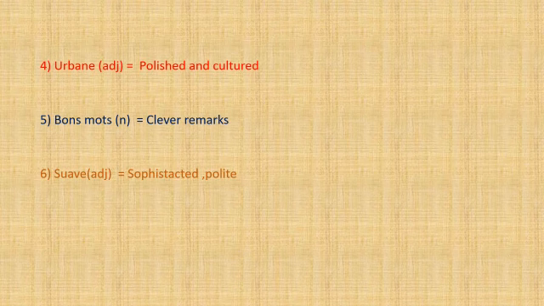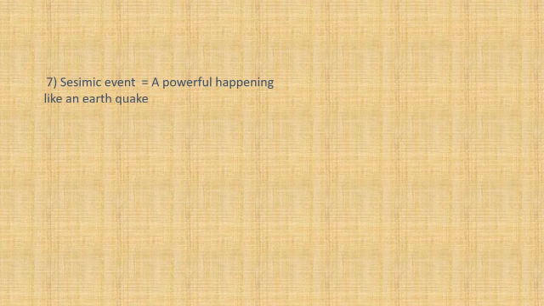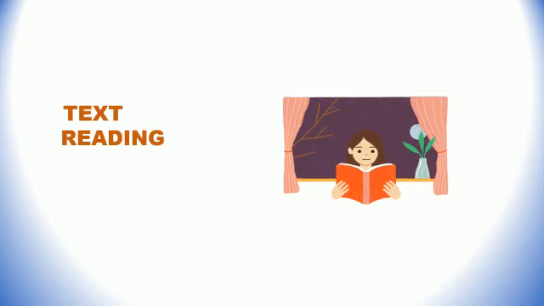Next one is urban, polished and cultured. Bon mots, clever remarks. Suave, sophisticated, polite. And the next one is seismic event, a powerful happening like an earthquake. Let's start with the actual reading of the text.